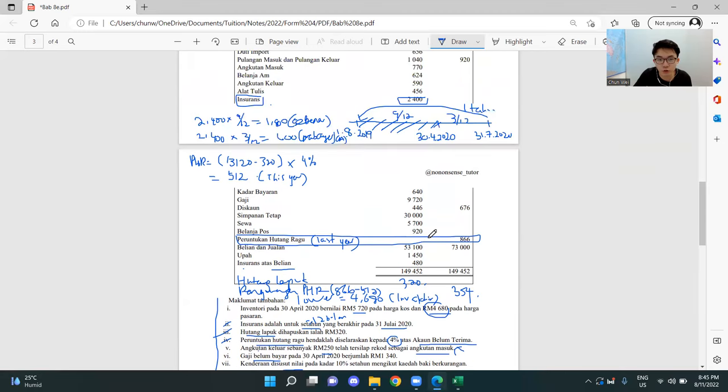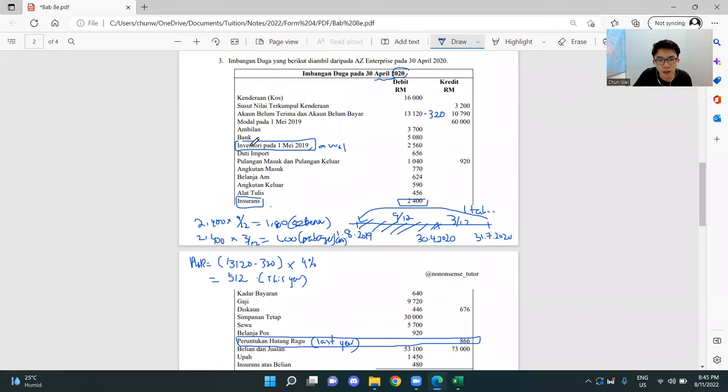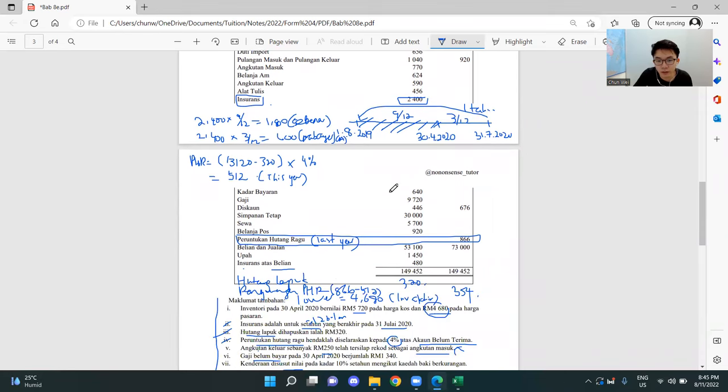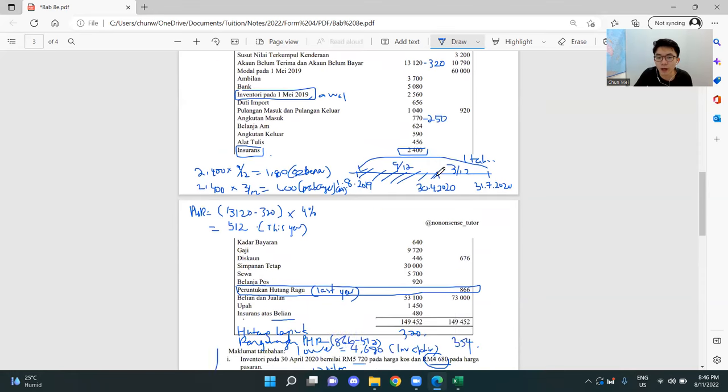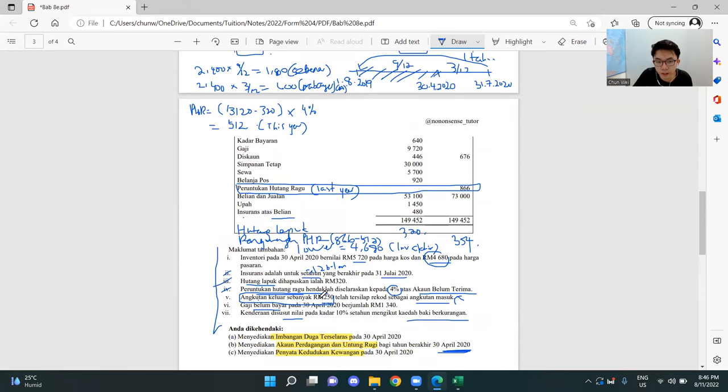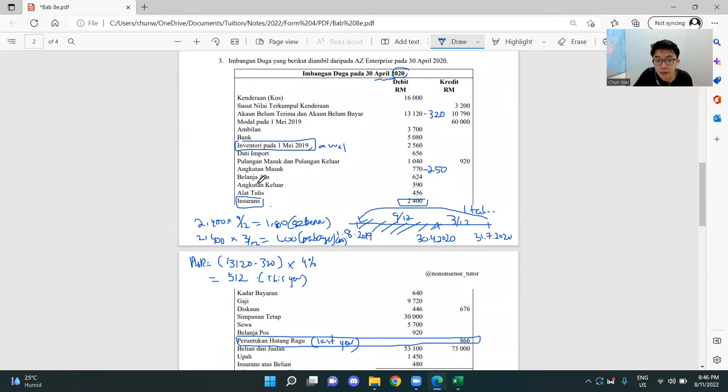So what is your angkutan masuk? You take out from your angkutan masuk. So your angkutan masuk here, 770. So out of this 770, 250 is for your angkutan keluar. Right? So I have to do 770 minus 250. And this 250 is going to where? This 250 should be angkutan keluar. So you add it into your angkutan keluar, 250.